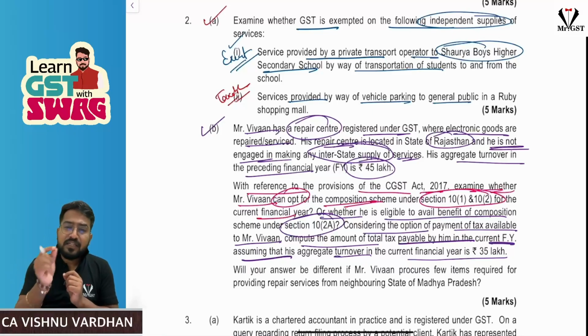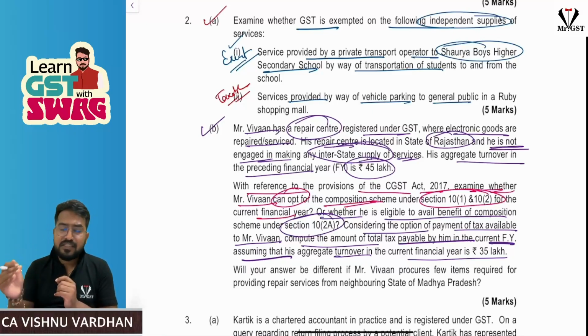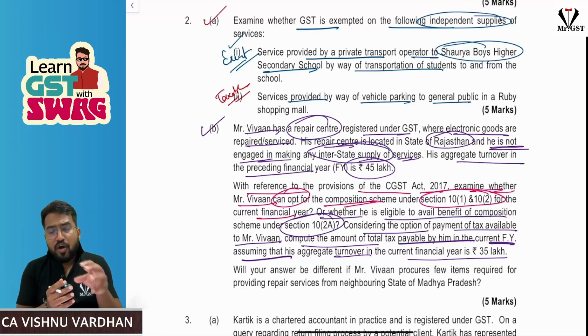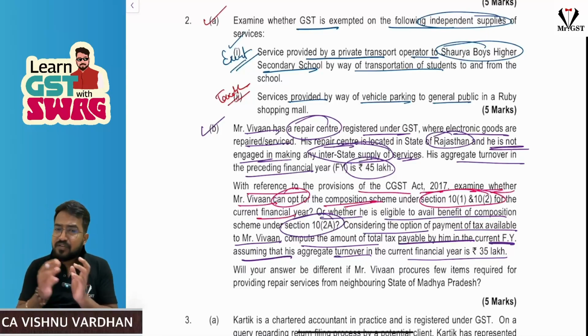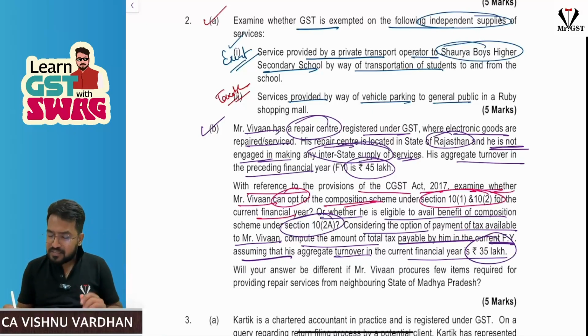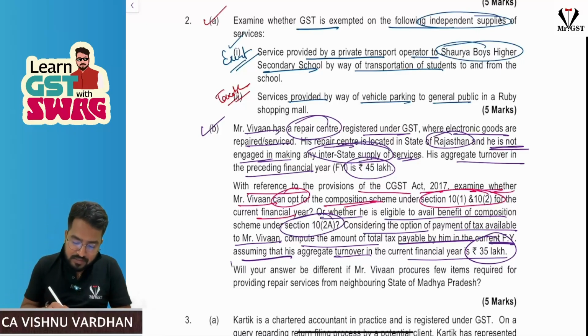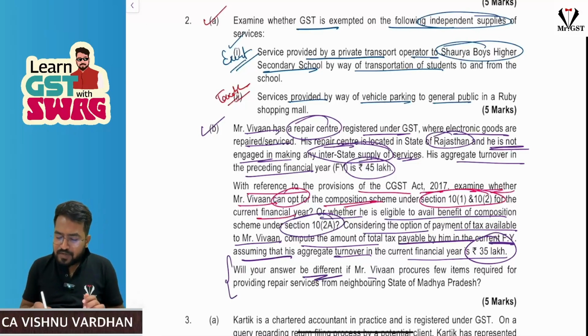Next step, sir, when composition scheme benefit is availed under section 10(2A), the tax liability shall be discharged at the rate of 6%, that is 3% CGST and 3% SGST on the turnover made by such taxpayer. Below that, in the given case, Mr. Vivan has made 35 lakhs turnover. So on that you calculate whatever 6% is, 3% CGST, 3% SGST, you show that separately and write it down in the answer.